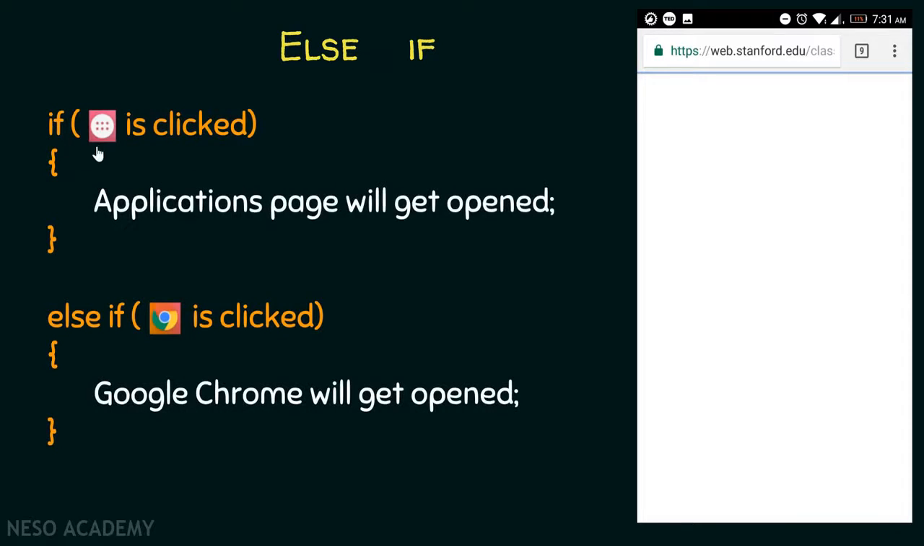Simple. If this round button is clicked, then definitely applications page will get opened up. But if we directly click on this button, that is Chrome application button, then Google Chrome will get opened up. Therefore, whenever we have no dependency, we can use else if. As this button clicking event is not dependent on this button clicking event, so we can use else if construct, right?